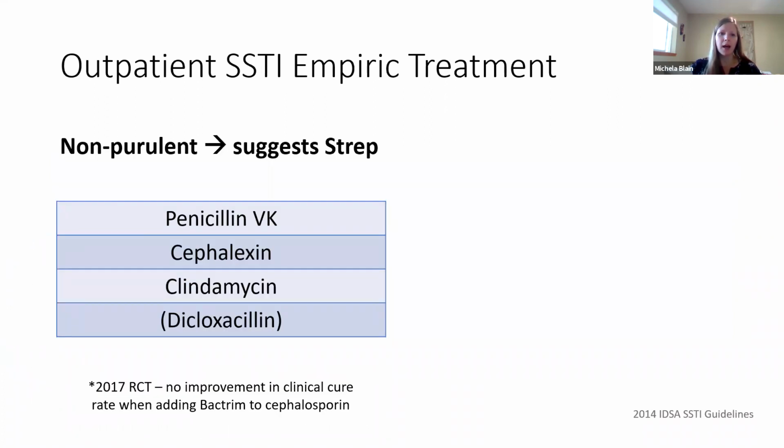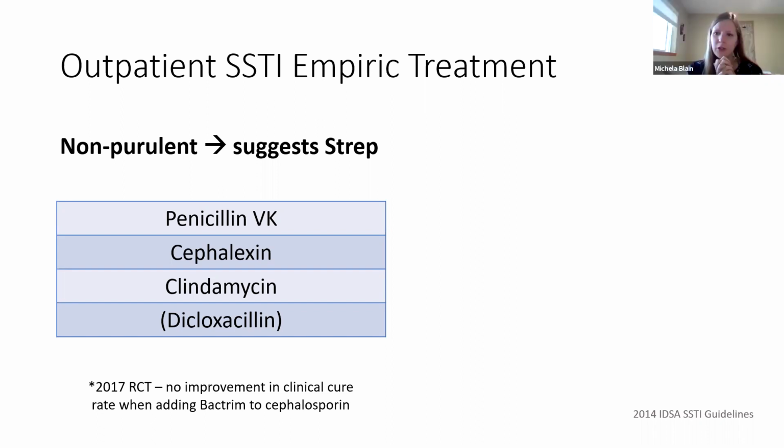So here are the IDSA guidelines in terms of treatment for skin and soft tissue infections, or SSTIs. This is divided as non-purulent and purulent. These rules of thumb still stand. I know people question them a lot, but non-purulent cellulitis, your classic red erythematous skin that's painful, suggests strep. And here the options are penicillin, cephalexin, which is also Keflex, clindamycin, and then dicloxacillin, which we have on formulary, but it's the same spectrum as cephalexin, and we just don't really use it as much.